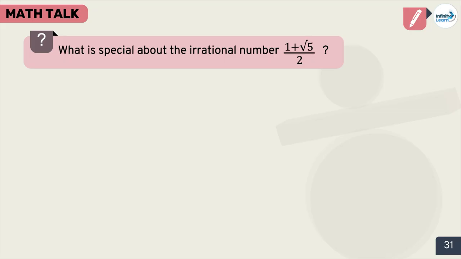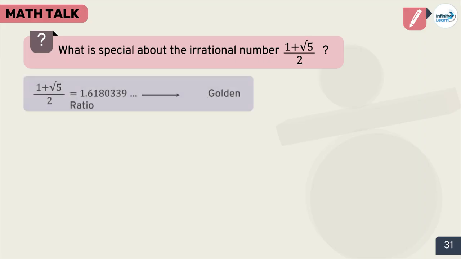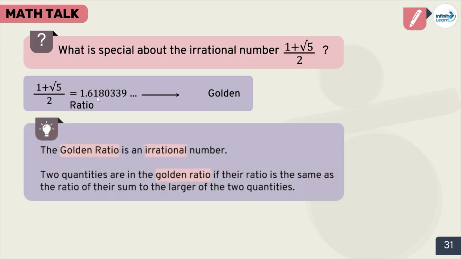चलो, what is special about this number 1 plus root 5 upon 2? On taking the ratio, it is known as 1.6180339. It is known as golden ratio. What is the golden ratio? The golden ratio is an irrational number. Two quantities are in the golden ratio if the ratio is same as the ratio of their sum to the larger of two quantities.